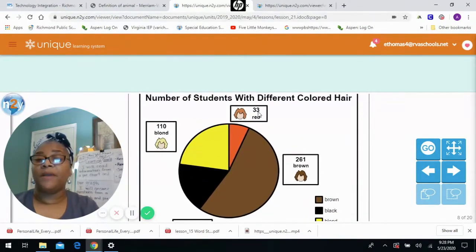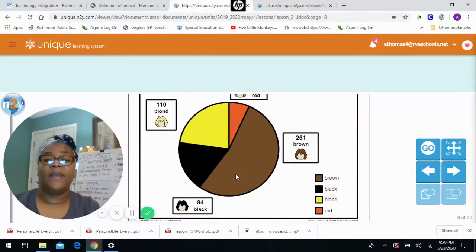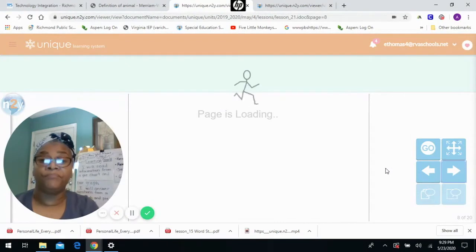So how many people have red hair? 33. How many people brown hair? 261. And how many people black hair? 84. How many people blonde hair? 110. All right, let's go to the next one.